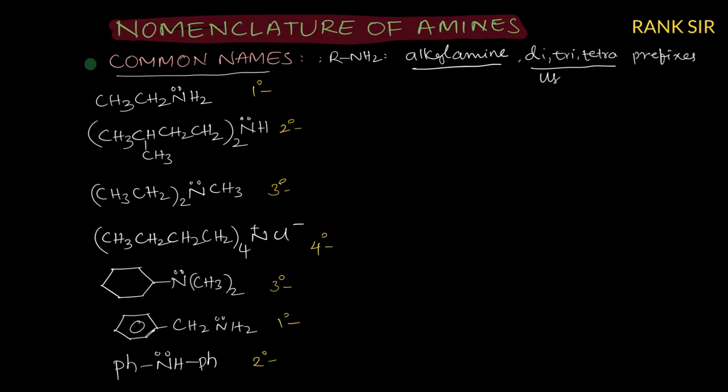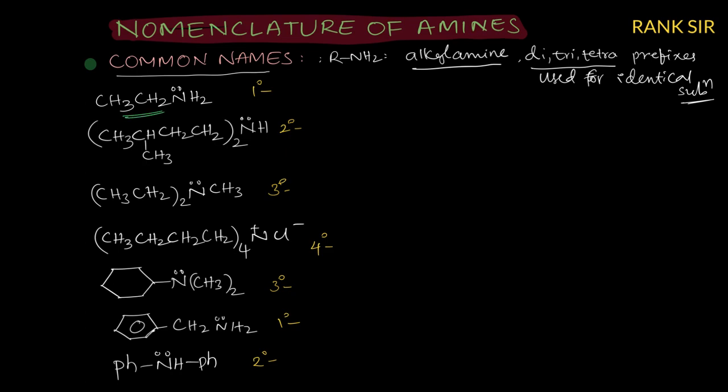Prefixes used for identical substituents. That time only, we are using the di, tri, tetra prefixes. So already I indicated which type of these amines, primary, secondary, tertiary, like this. So the first example given, what is the first one?